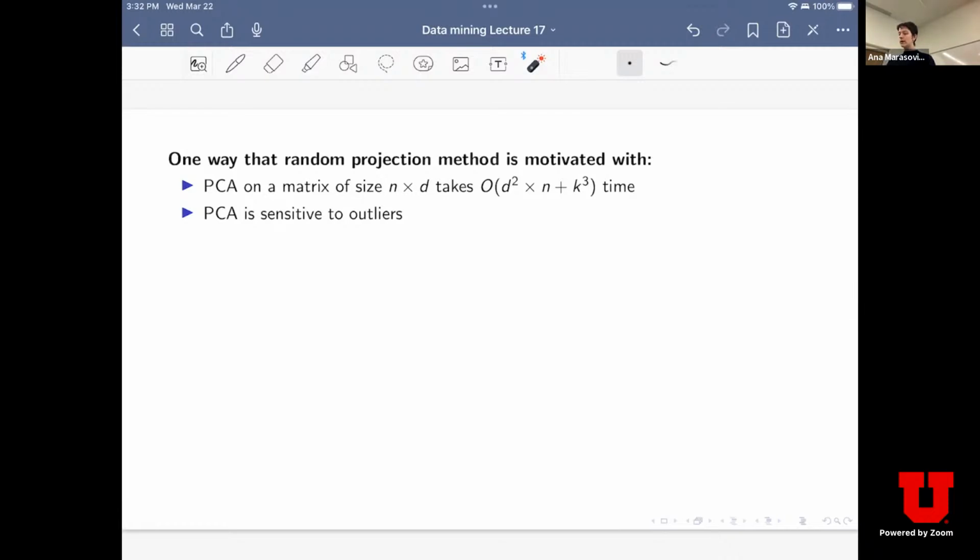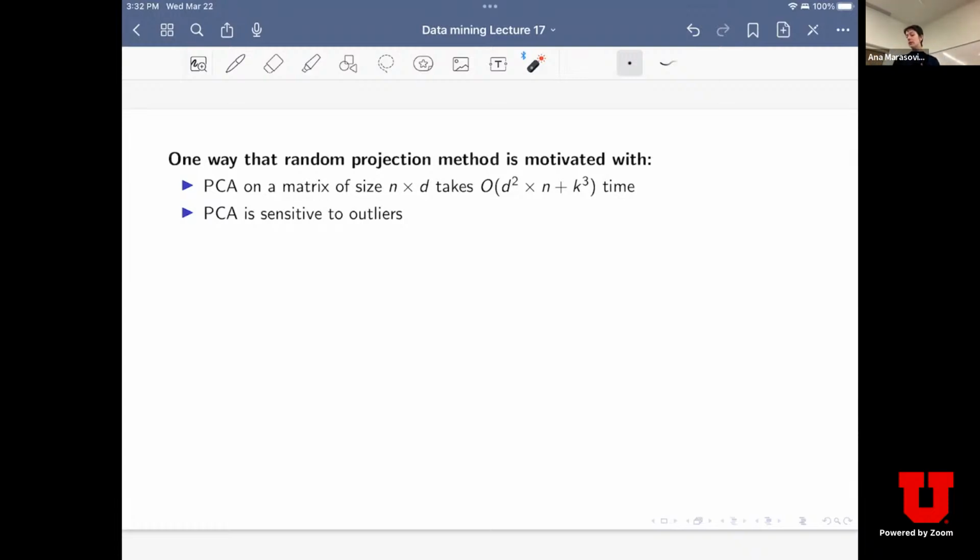So one typical motivation for introducing random projection is to say that PCA and SVD are actually very time consuming. The complexity is quadratic in the number of features of our data, and it is also very time inefficient in terms of the parameter K we are choosing. So it is not the most efficient method to work with. K is the size of the lower dimensional space.